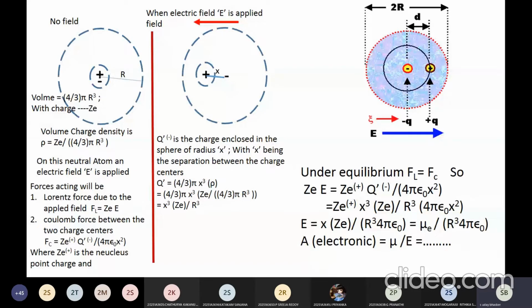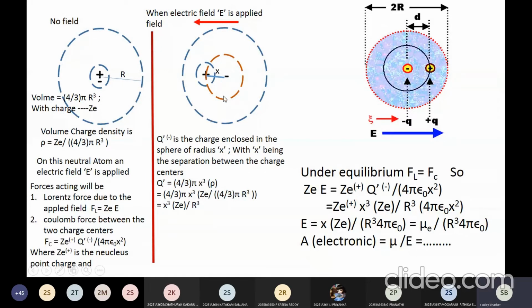So that implies this figure is being recreated. This right side figure got recreated now. Okay, now what is this? This is the separation between the positive charge and the negative charge. So what will be the net force of attraction?